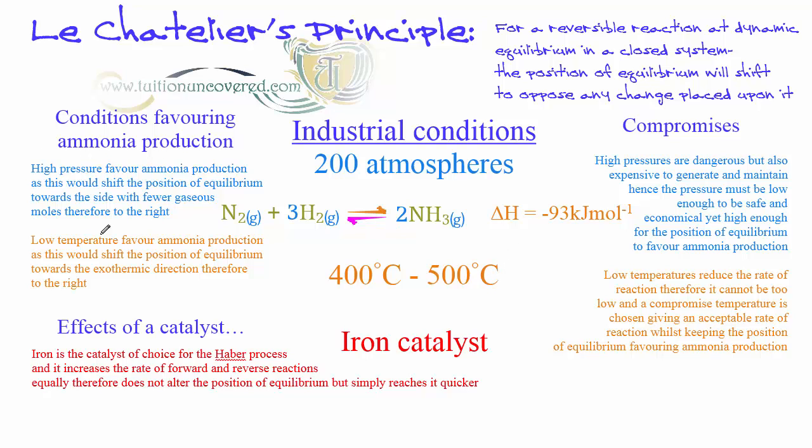High pressure, low temperature favors ammonia. Can't have the pressure too high because it's expensive and dangerous. Can't have the temperature too low because it reduces the rate of reaction. So a catalyst. Now, the Haber process uses an iron catalyst.